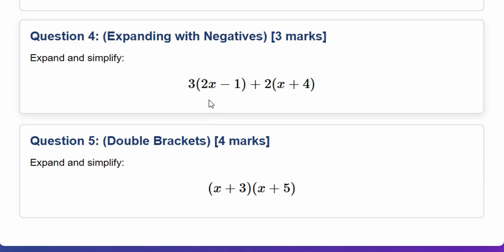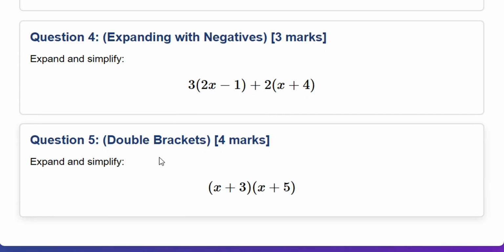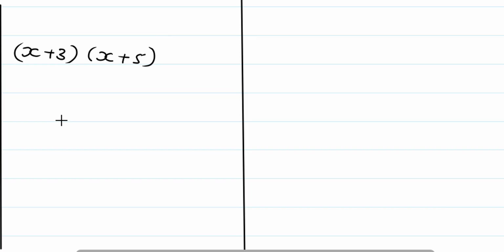Can we try to solve the last question where we have double brackets? So in this question 5, we are told to expand and simplify x plus 3 in brackets x plus 5. And what you need to note here is that the fact that there is no sign here means it's multiplication. So you need to take everything inside these first brackets and multiply by everything in the second brackets.